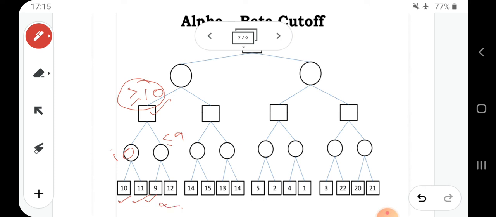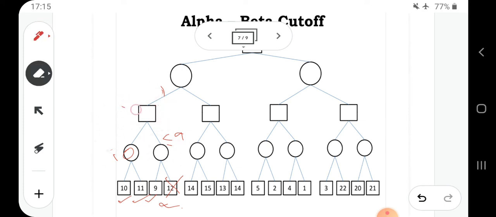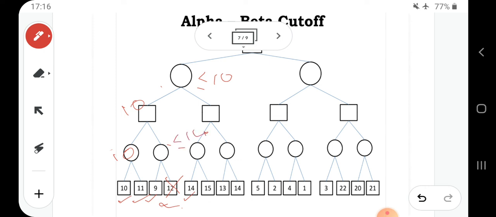Now we won't evaluate this 12. To go further, if we say that this maximizing node has got a final value 10, simultaneously it will get its threshold less than equal to 10. Since it is less than equal to 10, let us come and check that this is 14. So since this is 14, this minimizing node will try to return less than equal to 14.